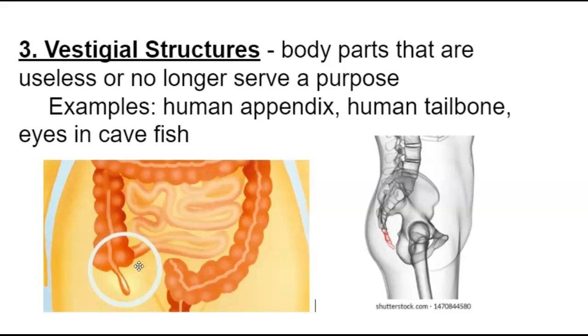It doesn't do anything. And our tailbone. Why do we have a tailbone? We don't have a tail. Well, the idea is that a long time ago, one of our common ancestors had a tail, and this is left over from those ancestors.